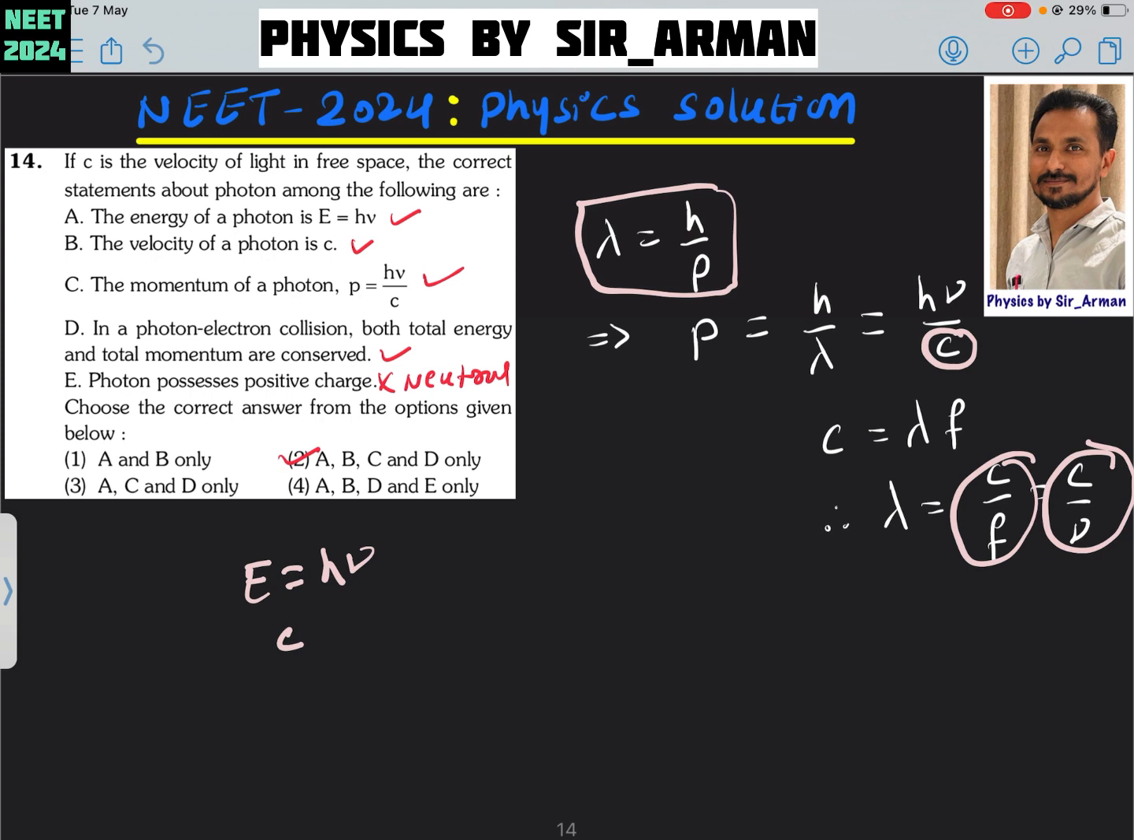So again it is a correct statement. A, B, C are correct. Checking the fourth one: in a photon-electron collision, both total energy and total momentum are conserved. Yes, in dual nature it is given that energy and momentum are both conserved. So statements A, B, C, D are correct. Now let's check E: photon possesses positive charge. No, it is wrong. Photon is totally neutral. So option number 2 is the right choice.